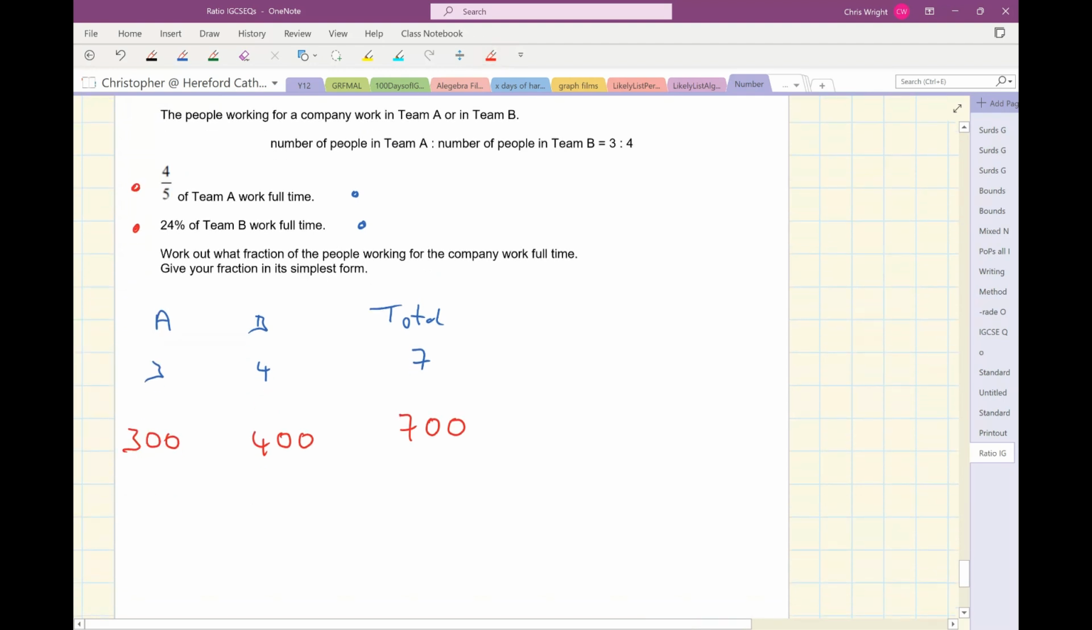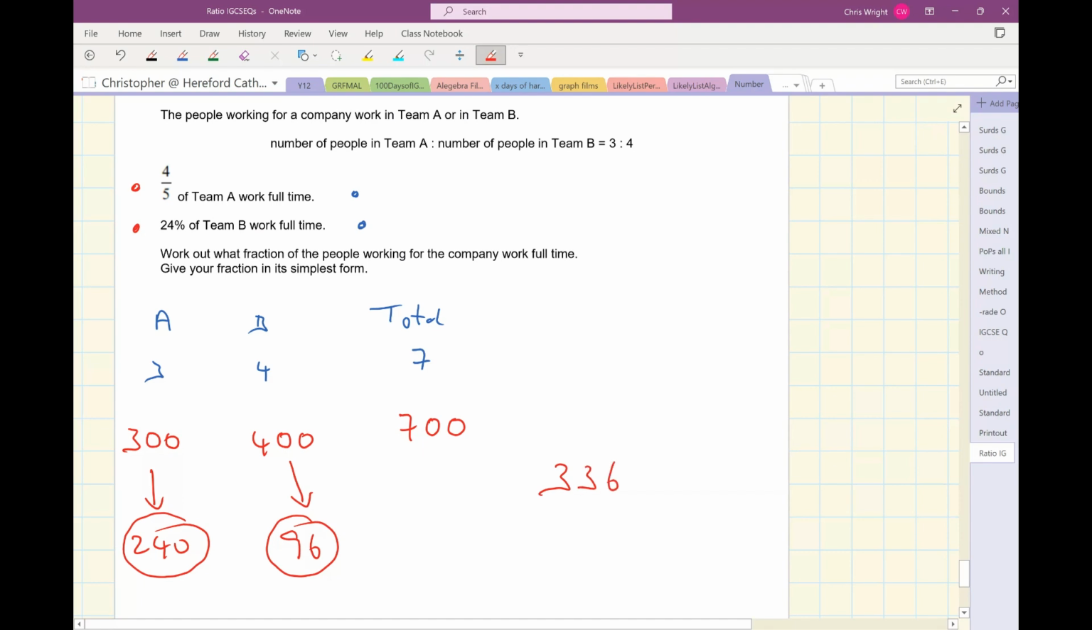So 4/5 of Team A work full-time. So how many is that? 4/5 of 300, 0.8 times 300. 240 of them. 24% of Team B, so you want 0.24, 24% of 400. 96 of those. So altogether, how many people have I got working full-time? 96 plus 240. 336 people.